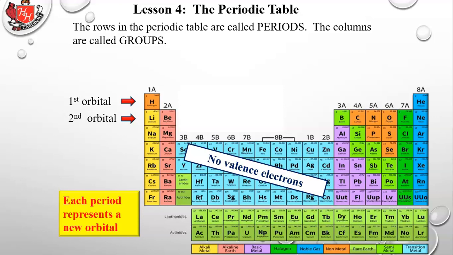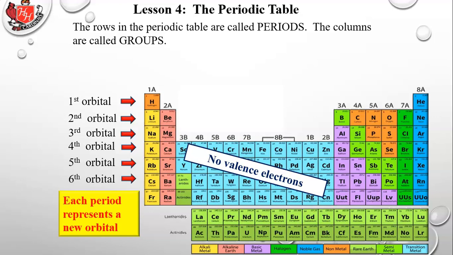So every element from lithium on the left all the way over to neon on the right has two orbitals. And each time you go to a successive element, from lithium to beryllium to boron to carbon, you're adding an electron to that second orbital. We're going to talk about that in a minute. The third row has 3 orbitals, and then 4, 5, and 6.